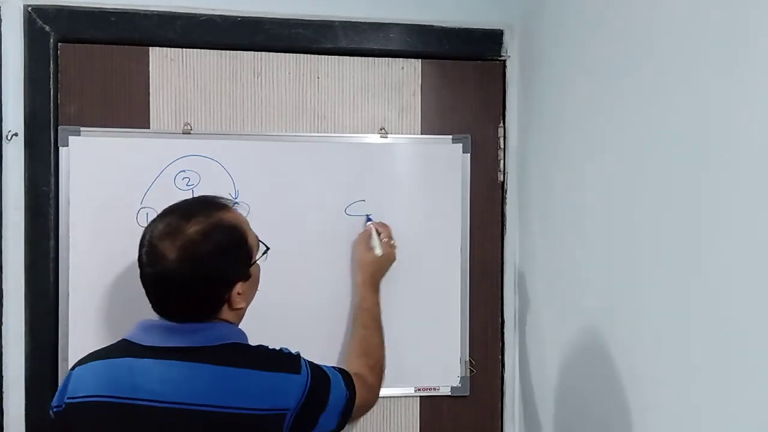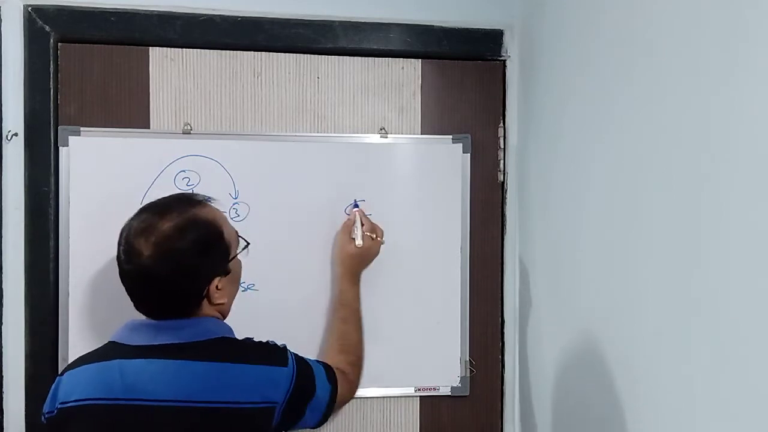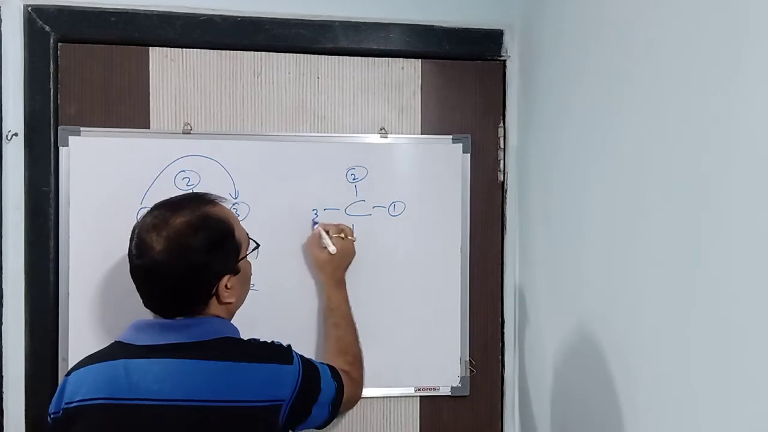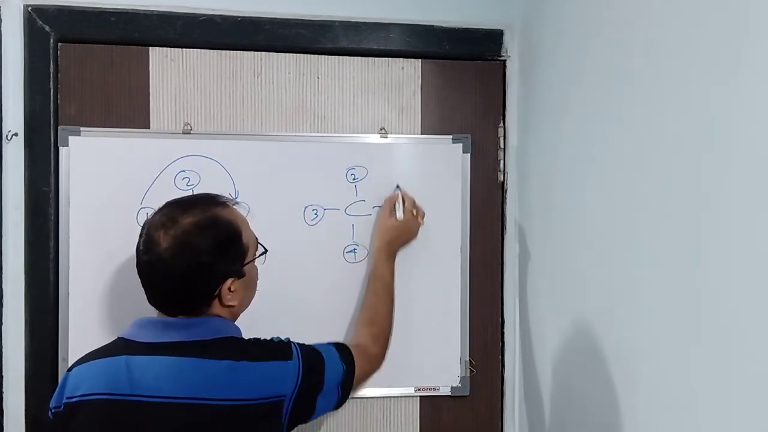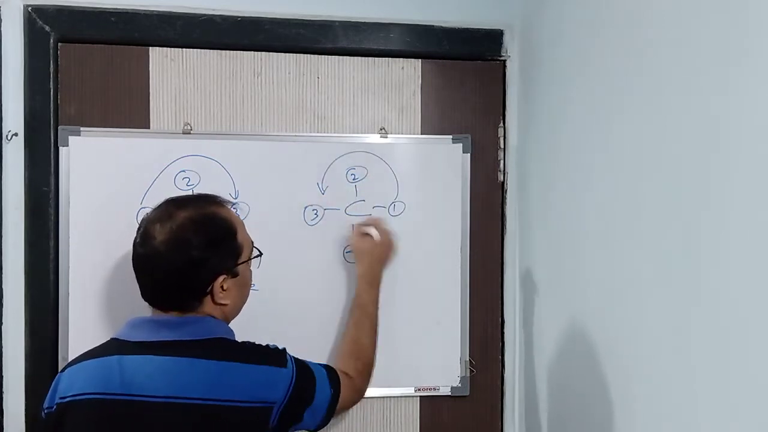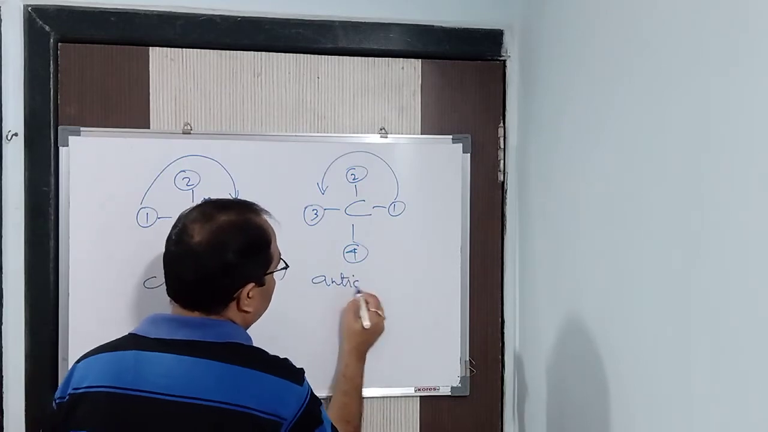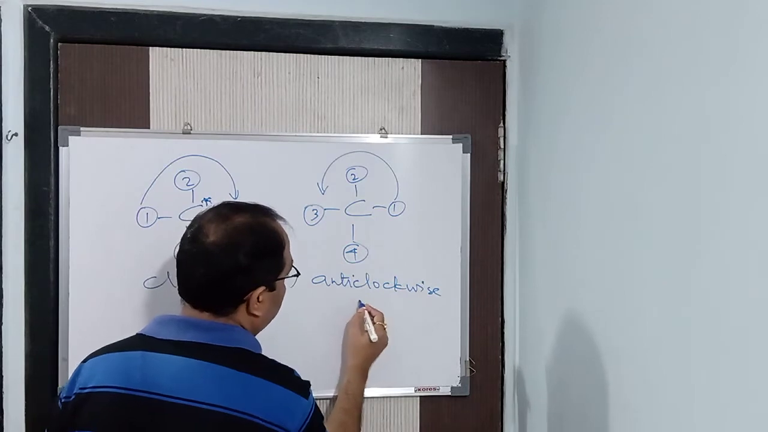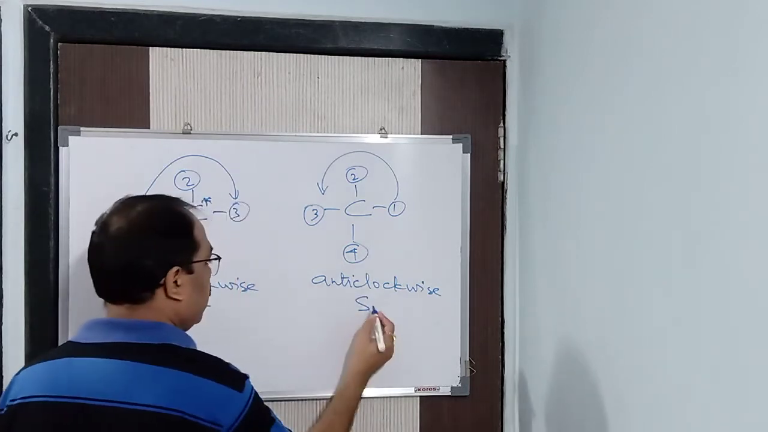Fine. Now suppose this is 1, this is 2, this is 3 and this is 4. This is what? Anti-clockwise, you can see the direction. So it is anti-clockwise. The direction is towards left, so it is known as sinistus.